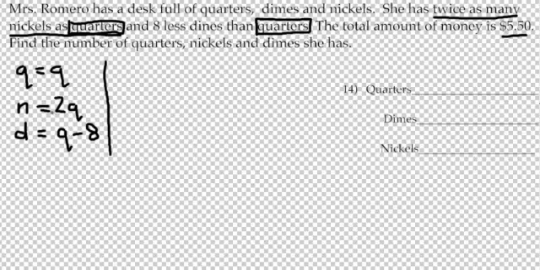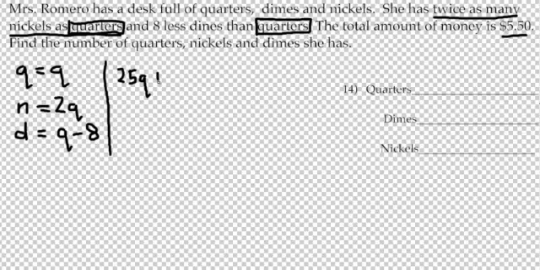So remember, just look at it. There's twice as many nickels as quarters. There you go. Okay, twice as many nickels as quarters. There's 8 less dimes than quarters. See, quarters less 8. Okay, so let's look at this. Right, what is a quarter worth? It's worth 25 cents. I'm going to put 25 next to the letter Q.